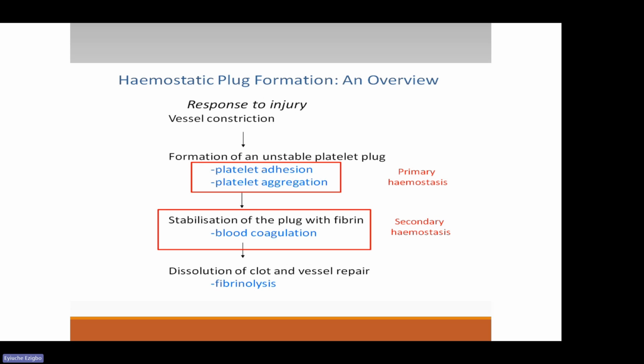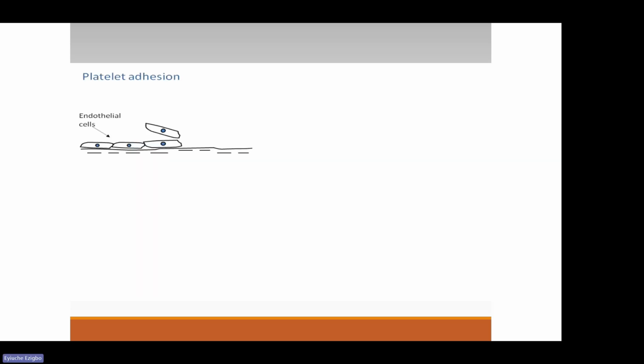Then the dissolution of clots and vessel repair. This is where the process of fibrinolysis comes into play. So looking at this diagrammatic explanation, you'll be able to really understand the process of primary hemostasis very well. So this is an injured blood vessel.